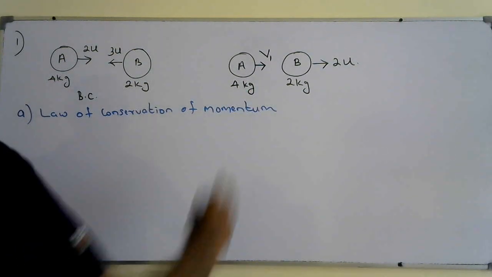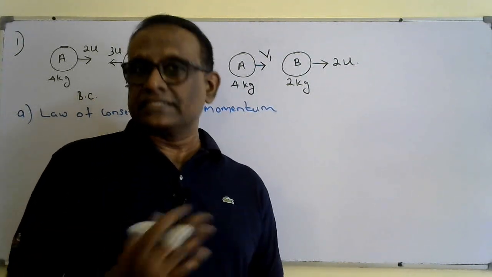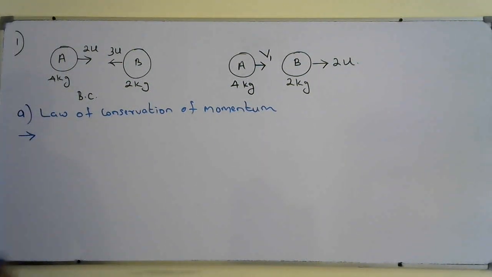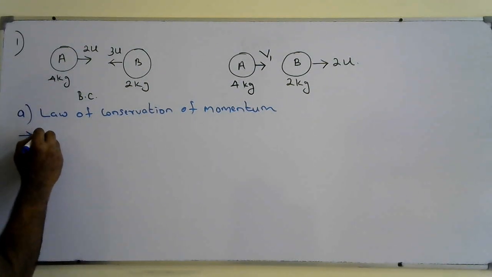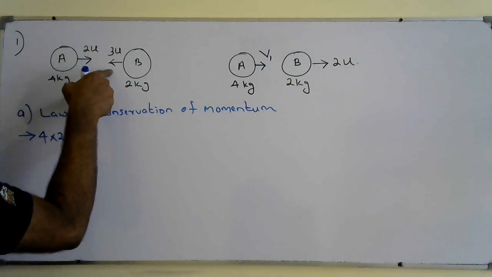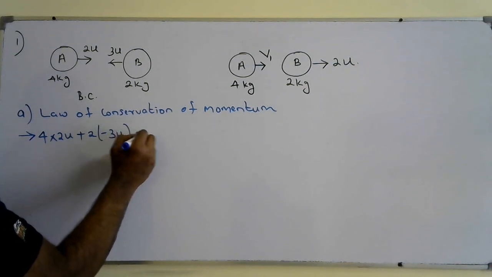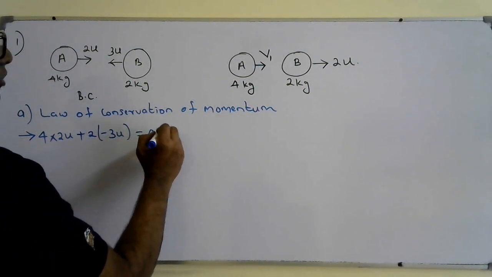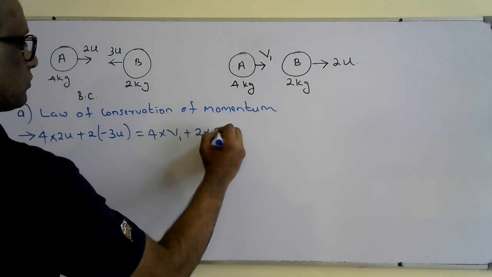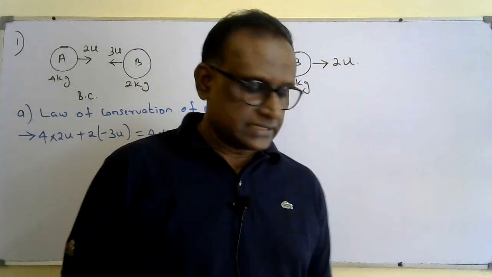The law of conservation of momentum should be used in one direction. It could be any direction, but before and after in the same direction. So I'll use towards right, and anything towards right I'll take positive. So before collision, the mass is 4 kilograms, towards right, 4 into 2u. This is towards left, so plus 2 into minus 3u, equal to, after collision, 4 into v1 plus 2 into 2u. I used the law of conservation of momentum towards right, positive.